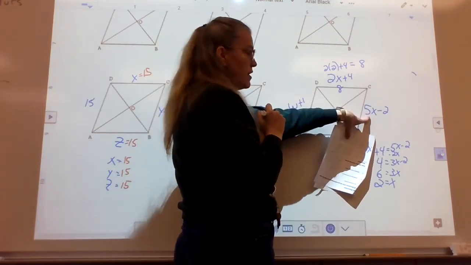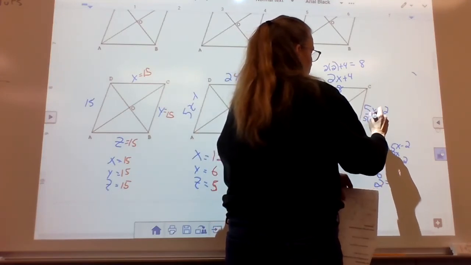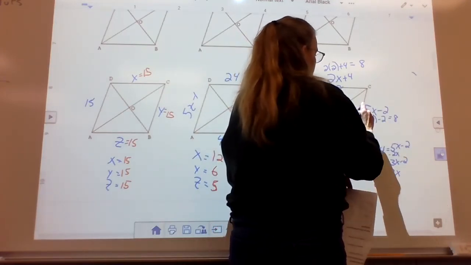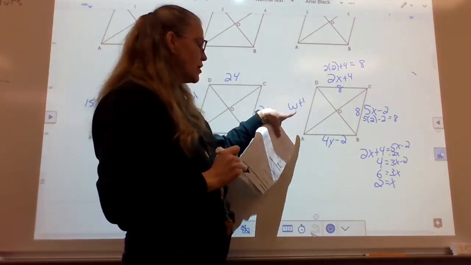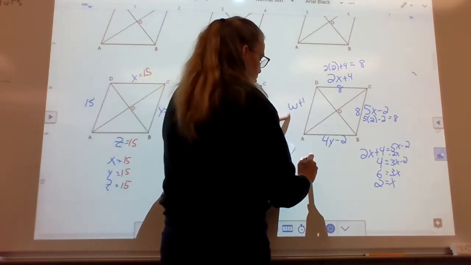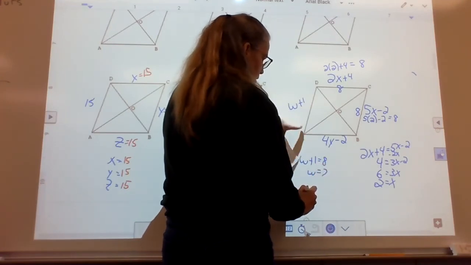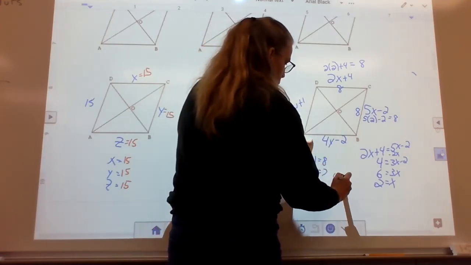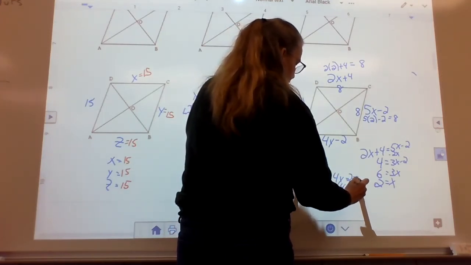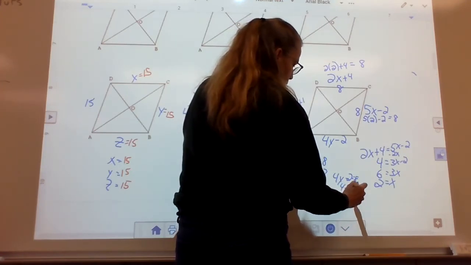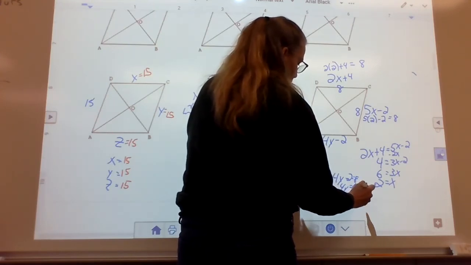Well, this side better also give me 8 because I said it was 8. 5 times 2 is 10. 10 minus 2 is also 8. So this side is 8. So now I know every single side is 8. So I can go ahead and do my last two sides. So w plus 1 equals 8. W equals 7. Here, 4y minus 2 equals 8. 4y equals 10. I'm going to get a little bit of a decimal here, but that's not a big deal. 10 divided by 4 is 2.5. So I get a 2.5 there.